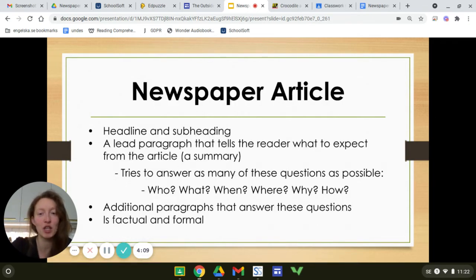All right, here's what your newspaper article will include. A headline, a subheading, oftentimes, a lead paragraph that tells the reader what to expect, so it's like a summary. And that lead paragraph tries to answer who, what, when, and where usually, and then the rest of the article usually answers why and how, but more on that later. Additional paragraphs answer all these questions. So it's factual, it's formal. Although your newspaper article you'll write it as if it's factual, but it's fine if you make the whole thing up.